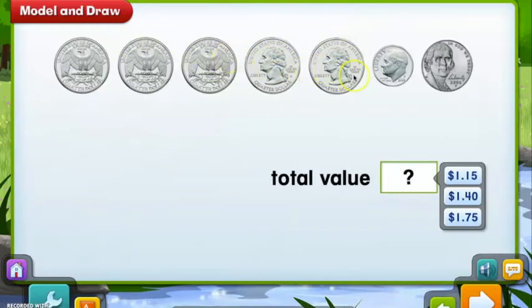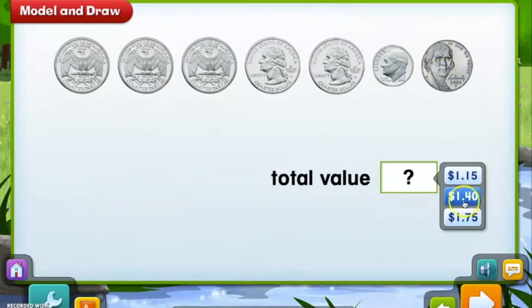We also have another quarter, which is 25 cents. Okay, so now we have $1.25. Then we add a dime, which would make it 35 cents. So now we have $1.35, and then we also add that nickel, which is 5 cents. So now we have $1.40.